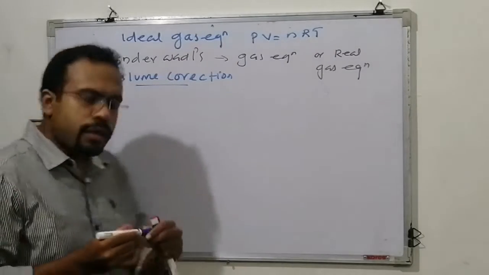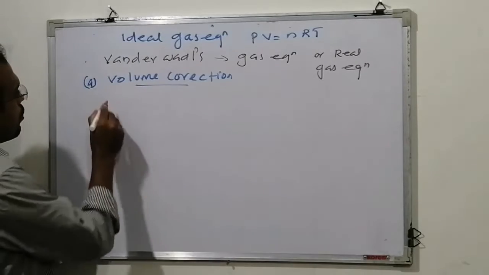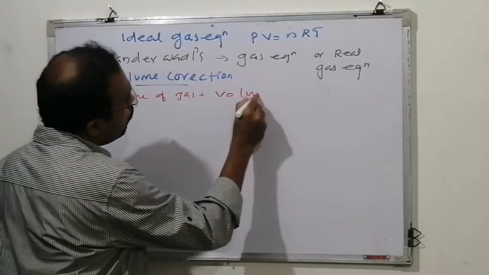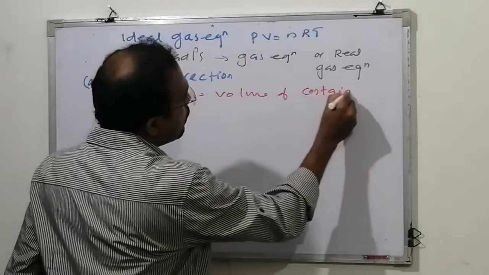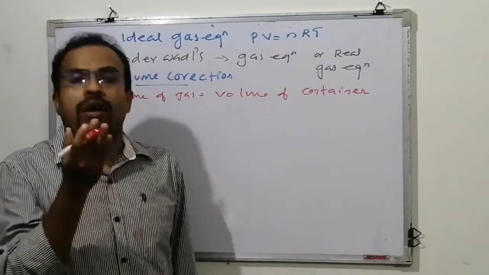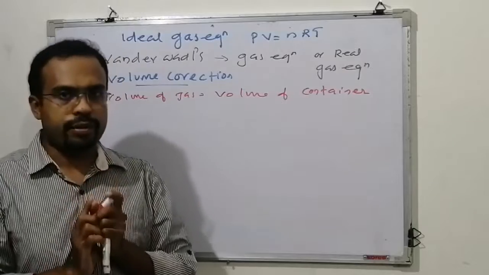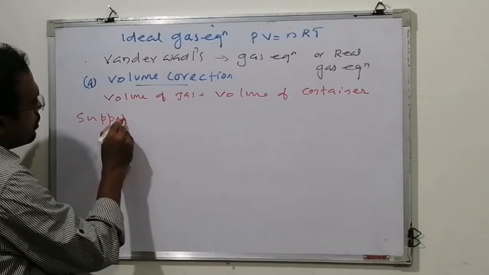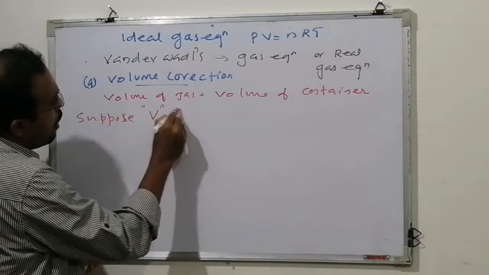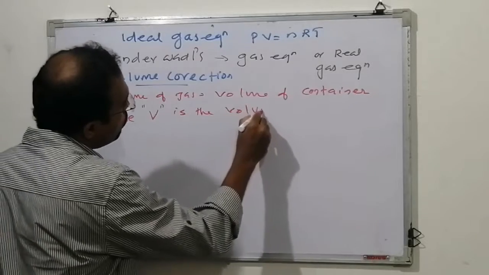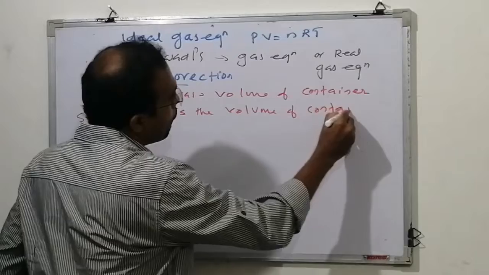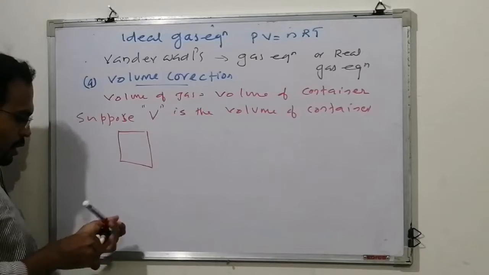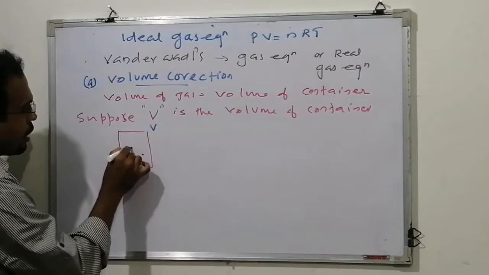The volume of gas is equal to the volume of the container. This is our general talk. What is the volume of gas? Volume of the container. Suppose V is the volume of the container. We have a container like this. Its volume is V, containing gas molecules.